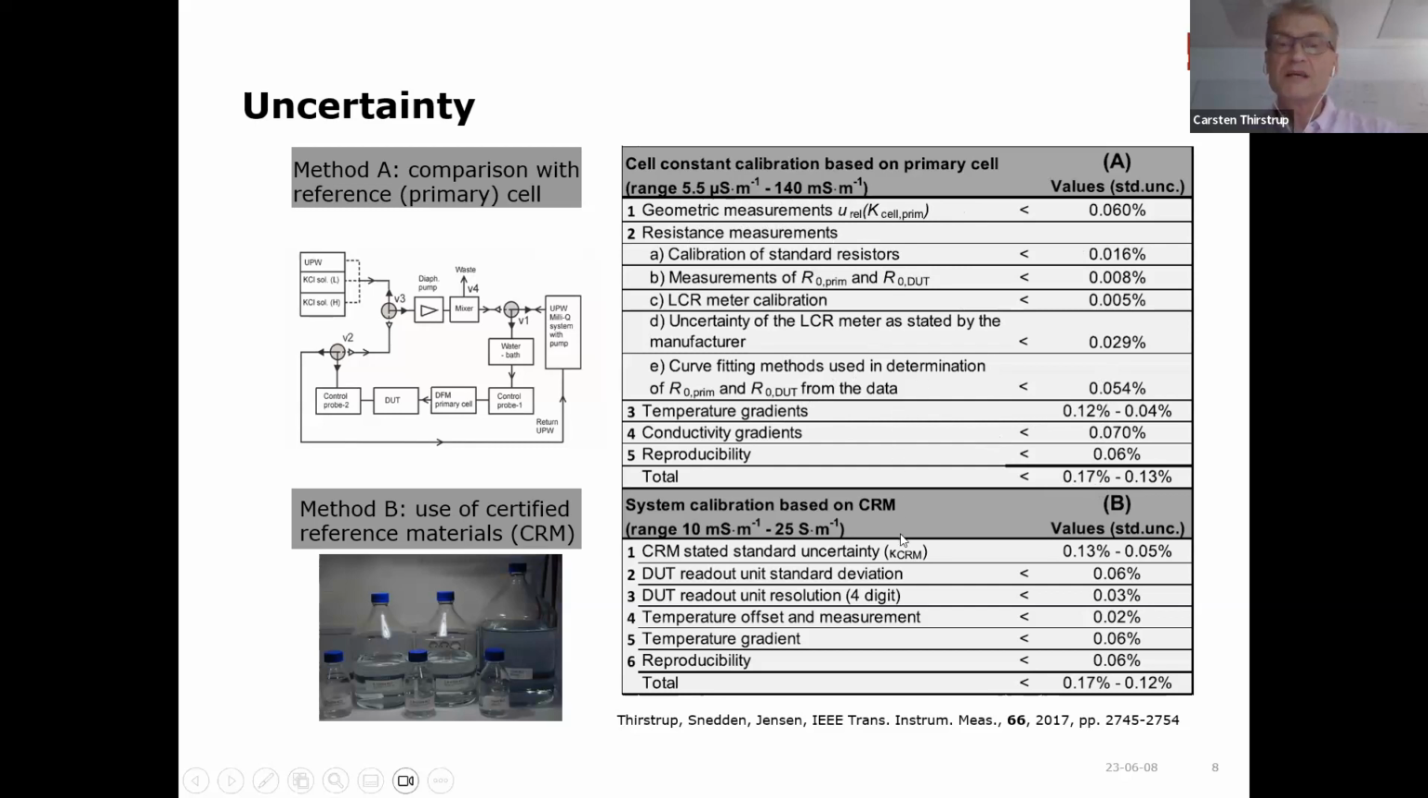For the measurements based on CCEM in the range from 10 millisiemens per meter up to 25 siemens per meter, the main contribution to the uncertainty is the CCEM stated standard uncertainty. But again, we get a total standard uncertainty of the order of 0.17% or less. So with the two methods covering different ranges of electrolytic conductivity measurements, we get similar standard uncertainties.